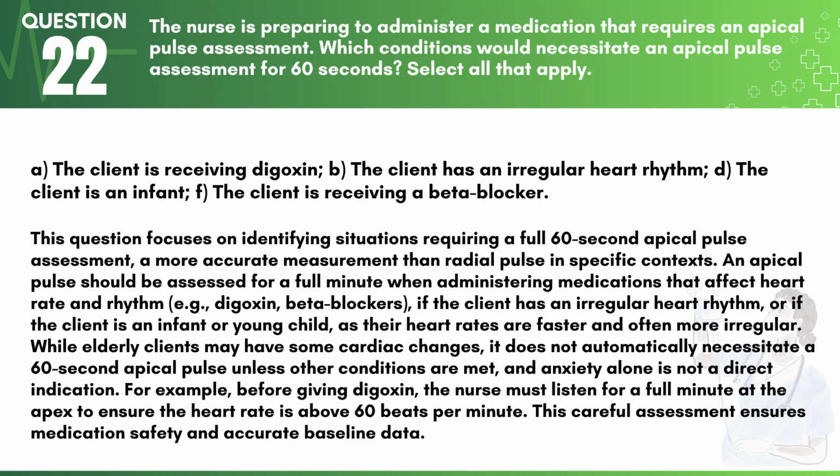While elderly clients may have some cardiac changes, it does not automatically necessitate a 60-second apical pulse unless other conditions are met, and anxiety alone is not a direct indication. For example, before giving digoxin, the nurse must listen for a full minute at the apex to ensure the heart rate is above 60 beats per minute. This careful assessment ensures medication safety and accurate baseline data.